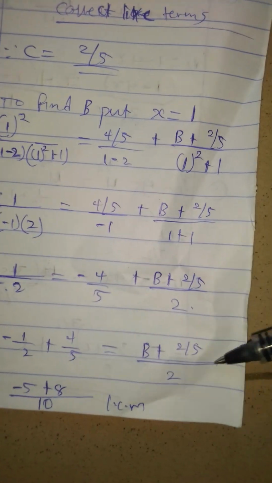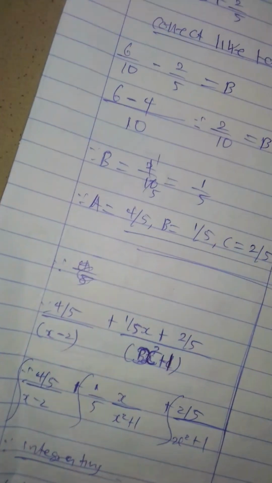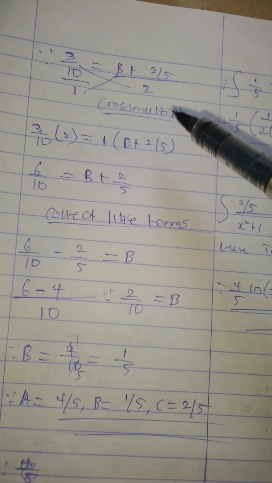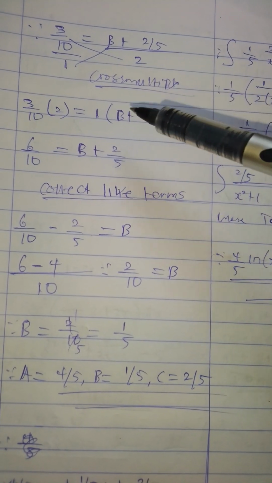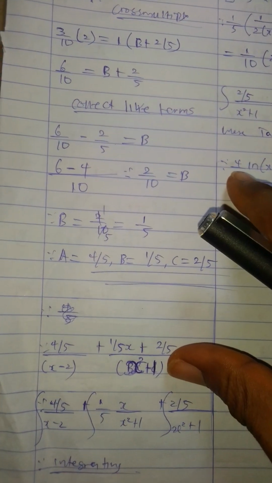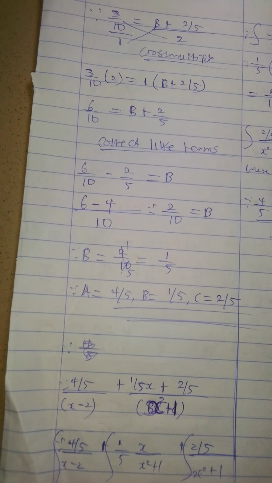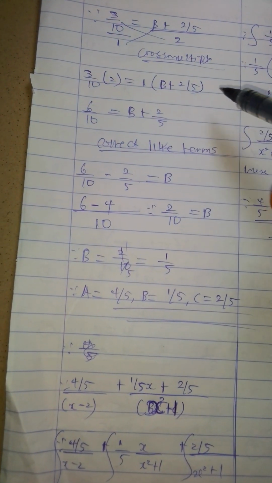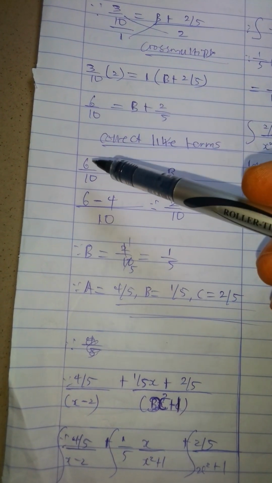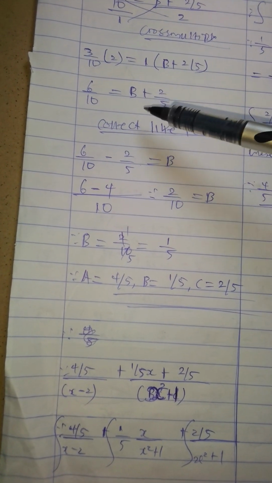So 3 over 10 is equal to b plus 2 over 5 over 2. So therefore cross multiplying this will give you 3 over 10 times 2 is equal to 1 times the whole of this. 3 over 10 times 2 gives you 6 over 10, which is equal to 1 times the whole of this, which is b plus 2 over 5.